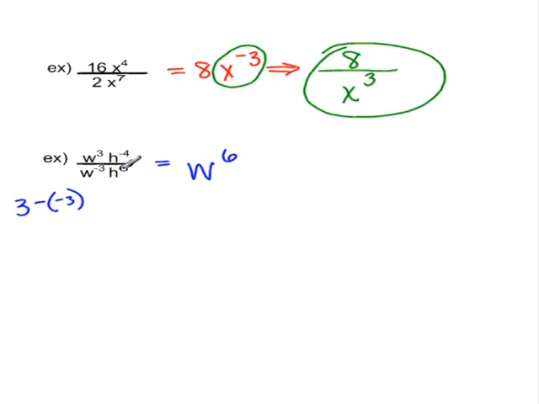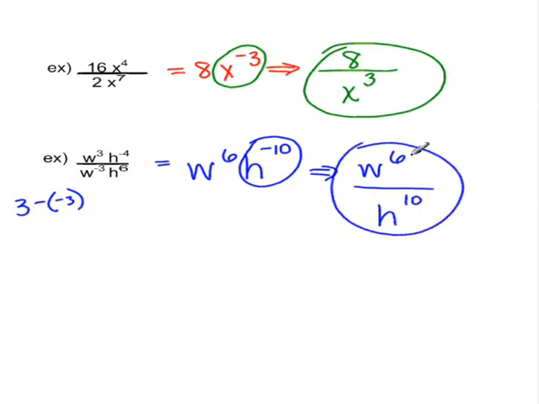Let's deal with our h's. We have a negative 4 on top and a 6 on the bottom. So let's go from top to bottom. Negative 4 minus 6 is negative 10. Again, we have a negative exponent. It's not good, so we're going to have to make this positive. The w to the 6th is okay. It has a positive exponent, a positive power, so we're good. We'll leave it right there. But the h to the negative 10 has got to move and lose that negative. Done.